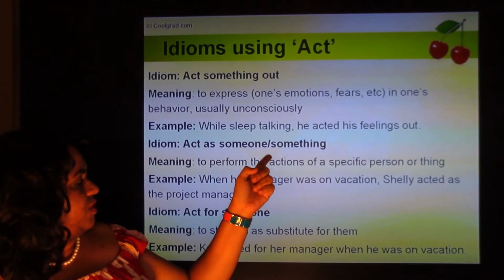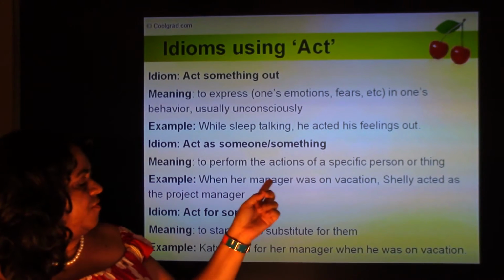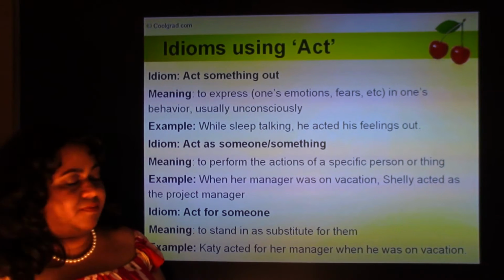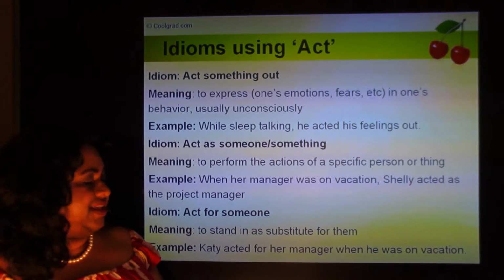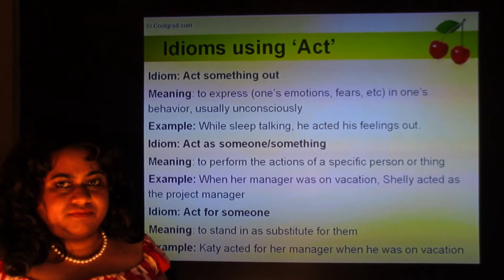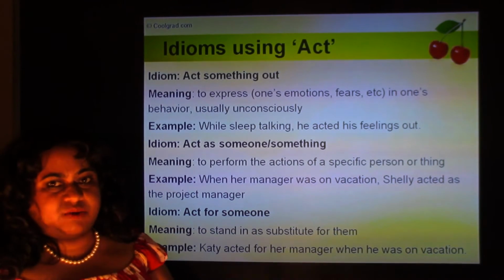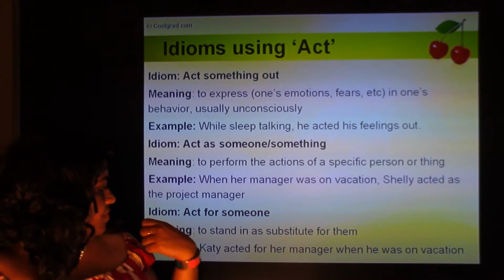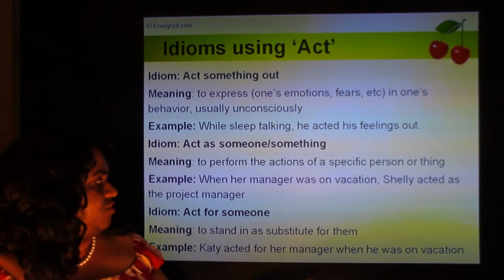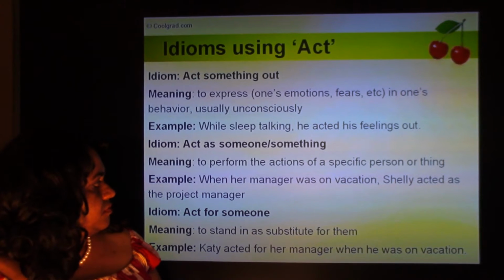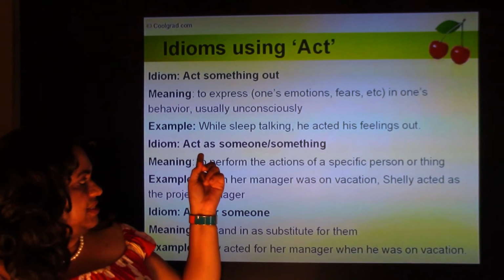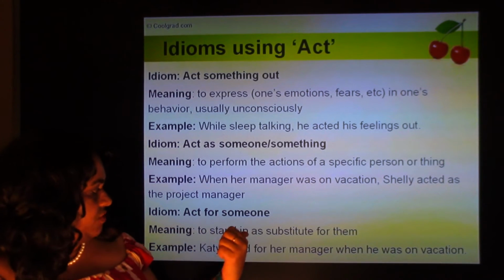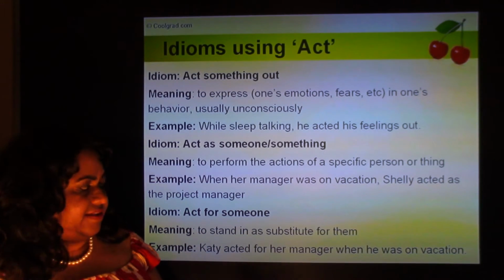Idiom: act as someone or something, meaning to perform the actions of a specific person or thing. For example, when her manager was on vacation, Shelley acted as the project manager. So to act as someone means to substitute for them. Idiom: act for someone, means to stand in as a substitute for them. To act as someone means to perform the actions of that person. Act for someone means to stand as a substitute for them.